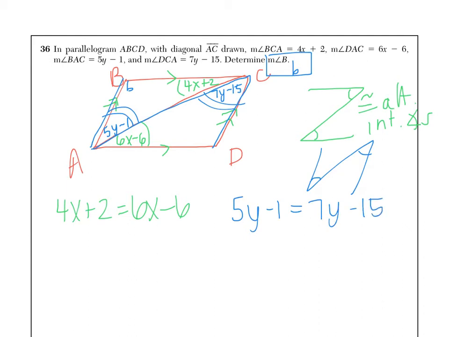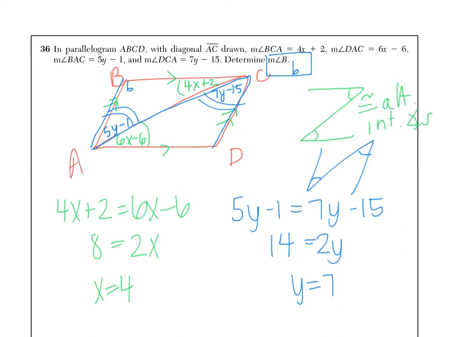Take a couple minutes to solve those, and while you're doing so, pause the video and then come back and check in with me to see what x and y should be. So I found x to be 4 and y to be 7. So then we have to find the measure of angle B.